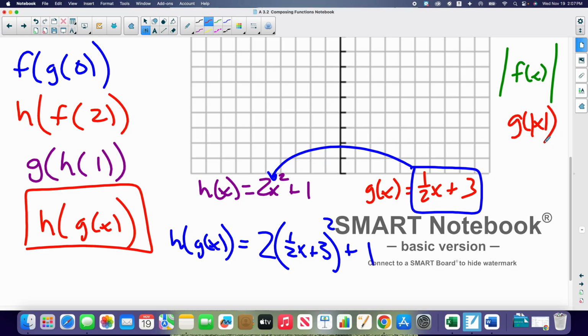Yeah, it should look something like this. Your absolute value of f for this graph right there.